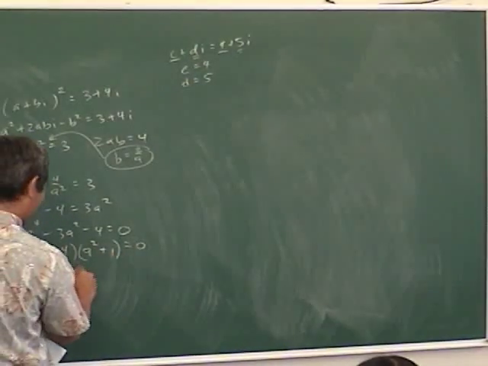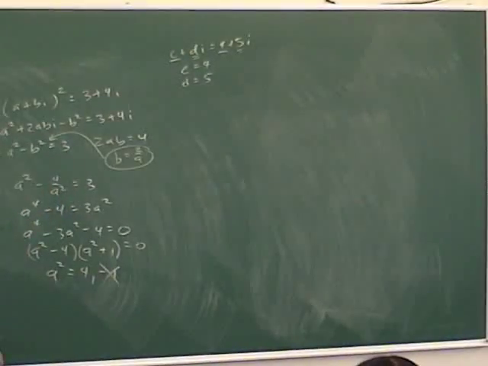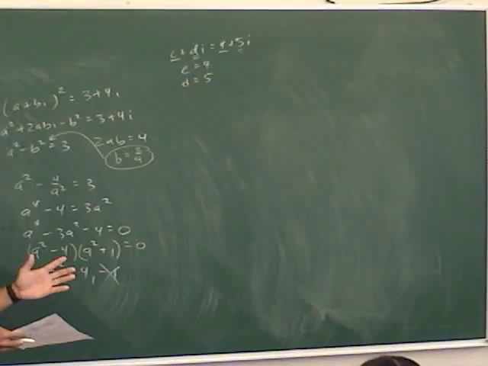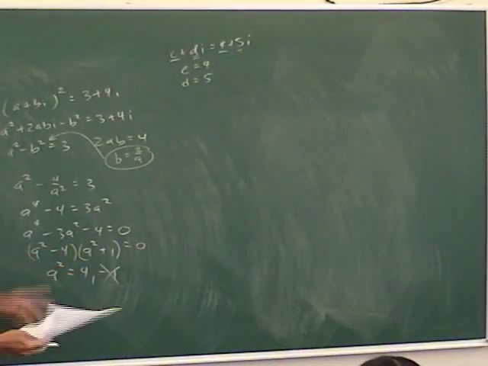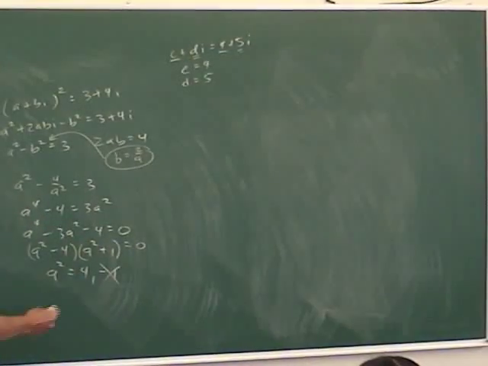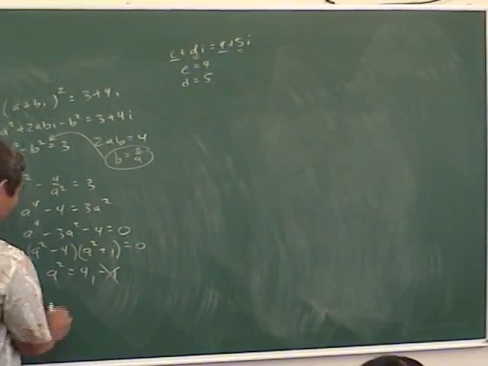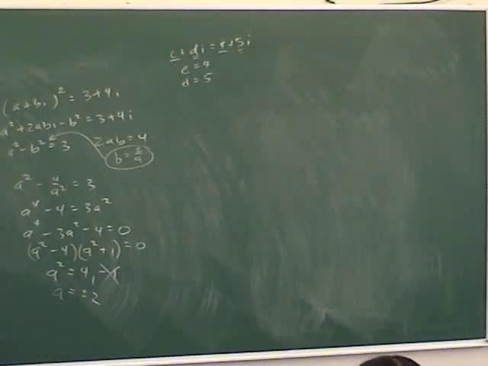So a squared is either equal to 4 or negative 1, but they cross this one out because... Well, no. When you have a complex number, a and b have to be real numbers. You can't have like i's within the i's. a and b have to be real numbers. So that's why we cross out negative 1. So therefore, a is equal to plus or minus 2. Oh, so we got two answers then, Mr. Park. You bet your bippy.